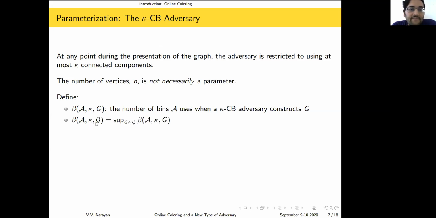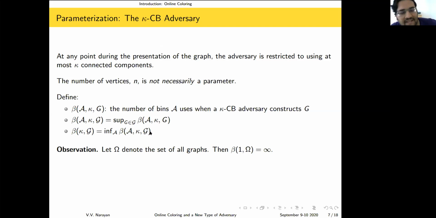And beta of A kappa cal G, for a graph class cal G, is the supremum over all graphs in the graph class of that value. And beta of kappa G, which is like a structural property of the graph class, is the infimum over all algorithms, so it's a lower bound over all algorithms, of beta of A kappa G. So it's similar to the lower bound on the comparative ratio, except now we're expressing it in terms of kappa instead of as a function of n.